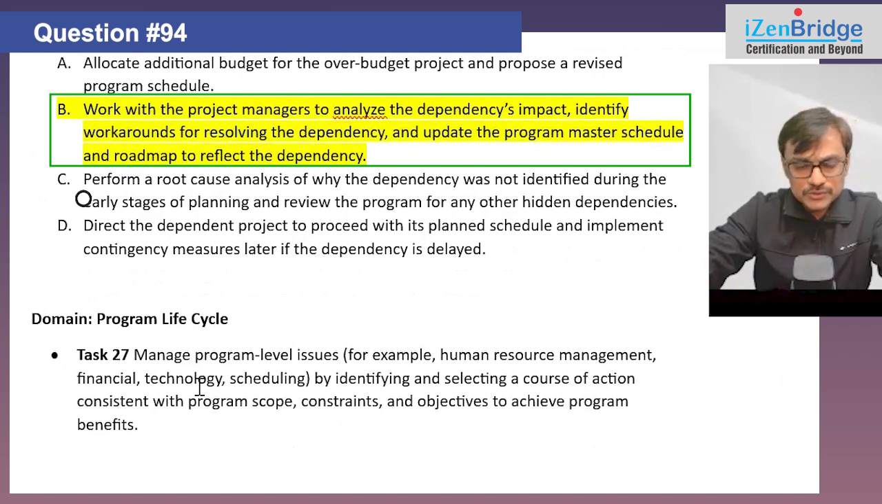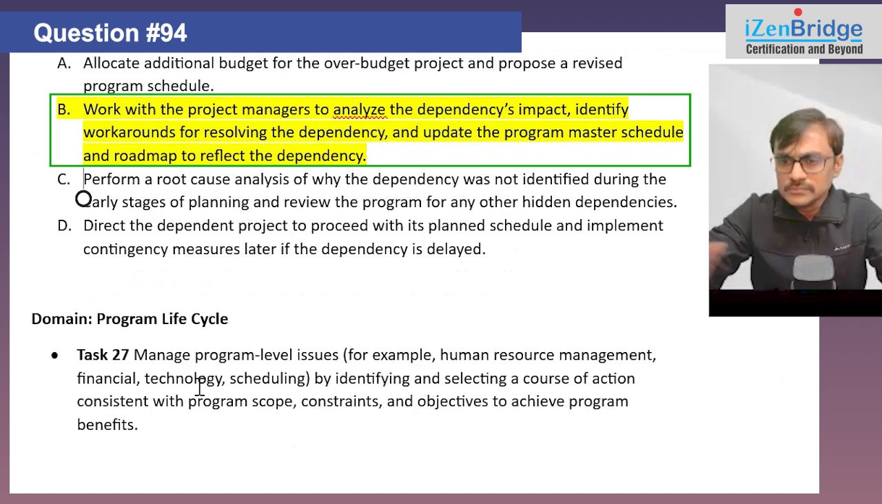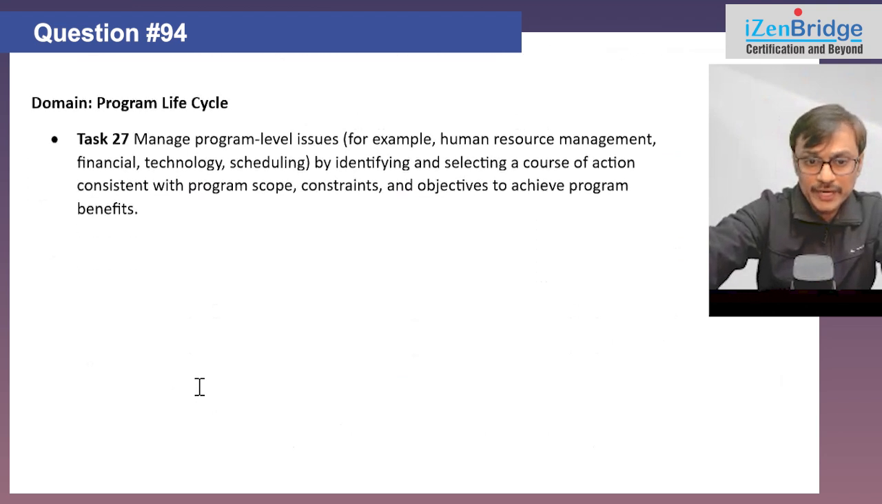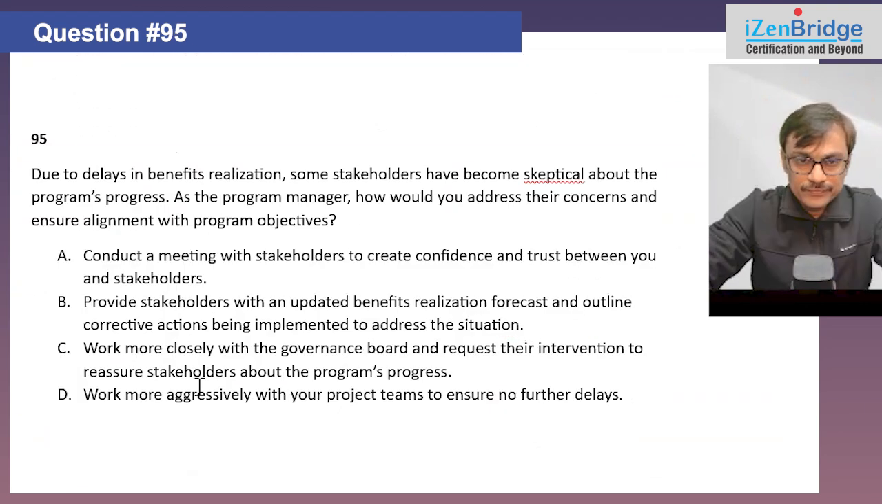So this is mapped to task 27 of your program lifecycle, where we talk about managing program level issues by identifying and selecting the course of action consistent with the program scope, constraint, or objective to achieve the program benefits. So you need to do something so that we remain aligned to the program benefits. So you handle this particular issue here.